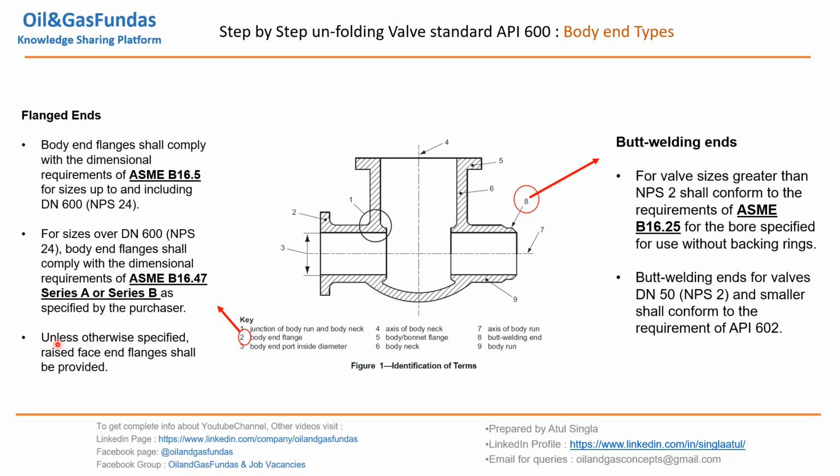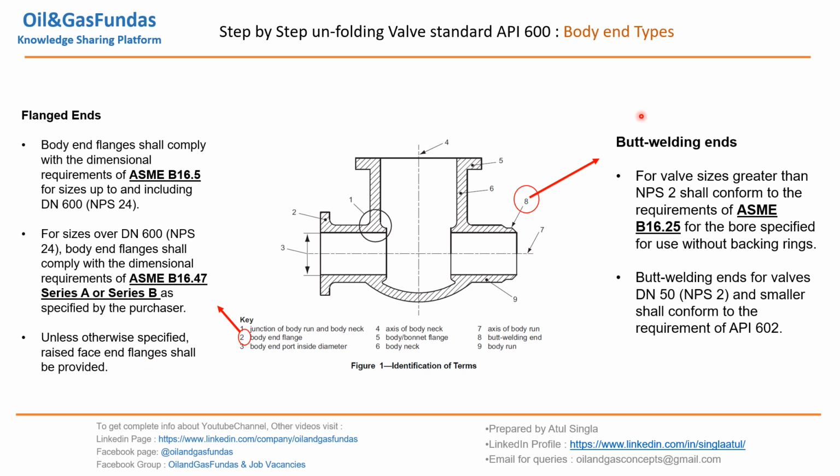Then API 600 says that unless it is mentioned by the contractor or client, raised face end shall be provided. If we don't mention anything, whether we have to go for flat end, ring joint or any type of flange facing, it is clear that we are asking for raised face end only.